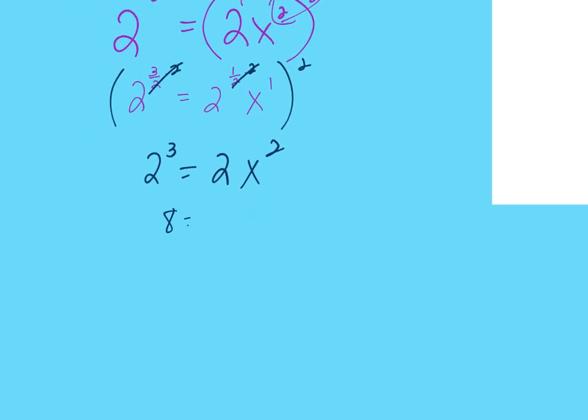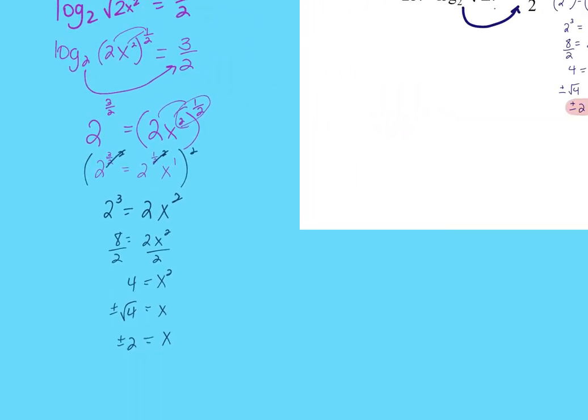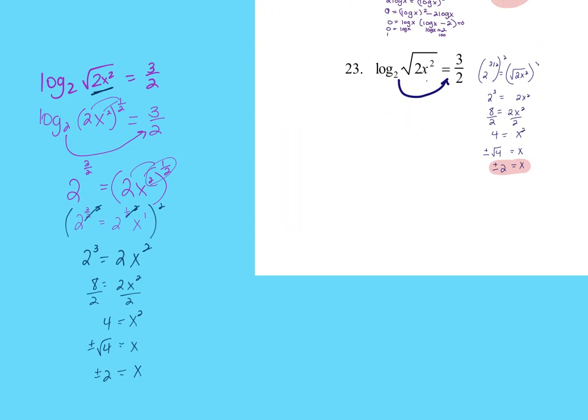Then I get 8 equals 2x squared, divide both sides by 2. X squared equals 4. And when I square root, I got to remember it's plus and minus. So I'd get plus and minus square root 4, which is plus and minus 2. And then there was a log in my original question, so I got to go back and check it. If I plug in positive 2 there, it's fine. If I plug in negative 2, it's actually okay because I'm squaring it this time. So I keep both.